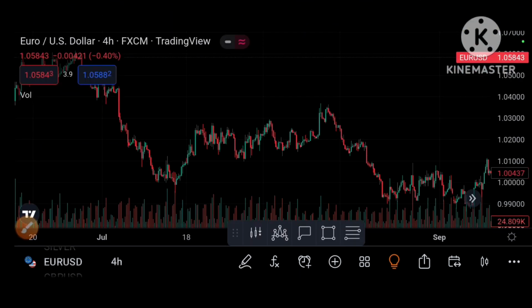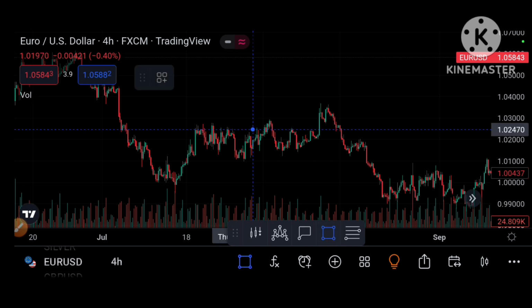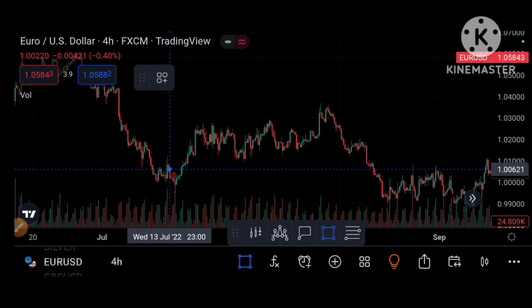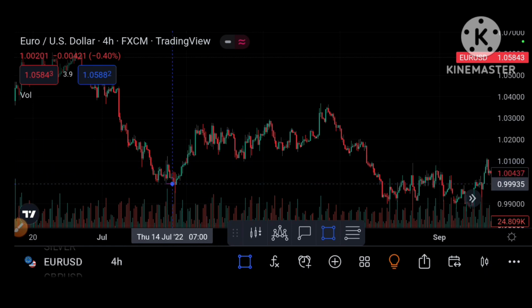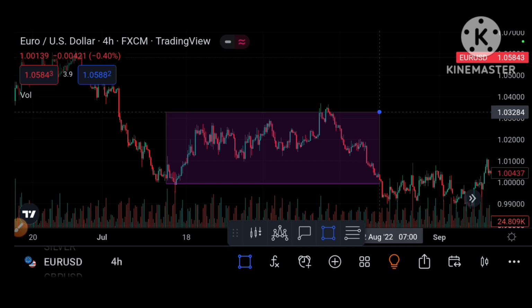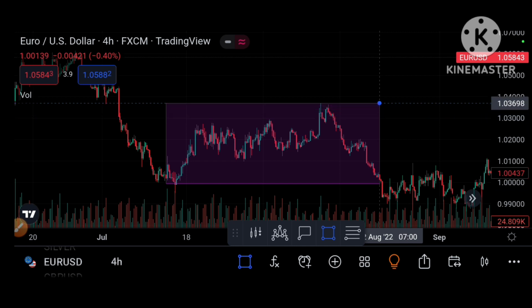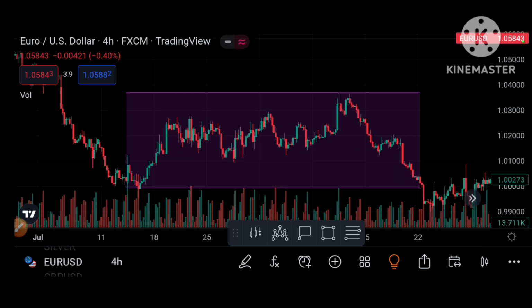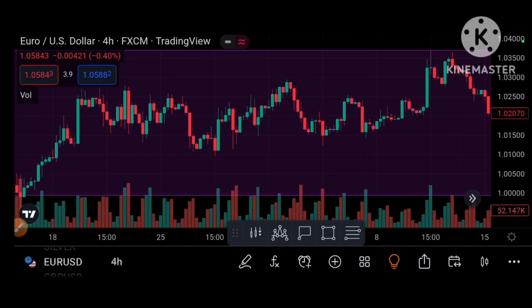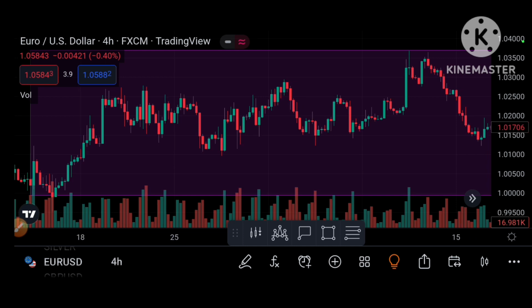Moving right along, now we're going to identify a rectangle. A rectangle is used to identify something like a ranging market. Let me give you an example of one of these. This is a great example of a ranging market, because as you can see, the chart right here didn't do anything. It just kept moving up and down in this rectangle.